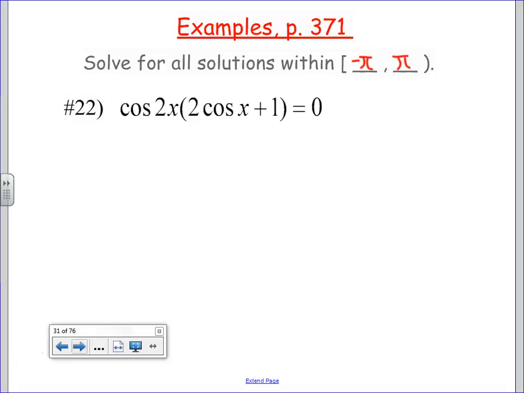Don't forget math. I know there's yucky trig stuff, but don't forget the math. When you're looking at this problem, do you need to factor anything? Or is it already factored? It's already factored. What happens when you have factors equal to 0 and you need to solve?